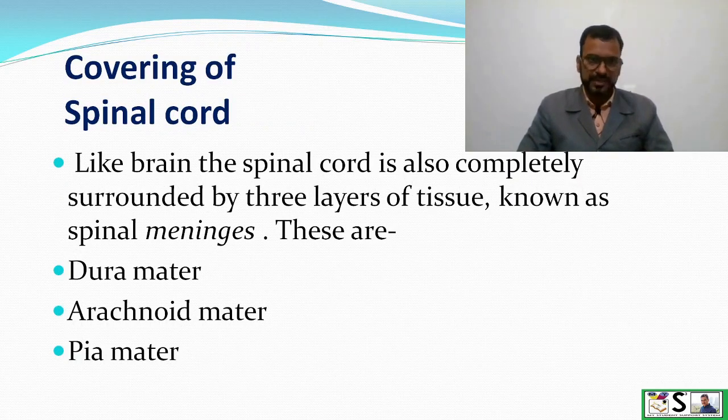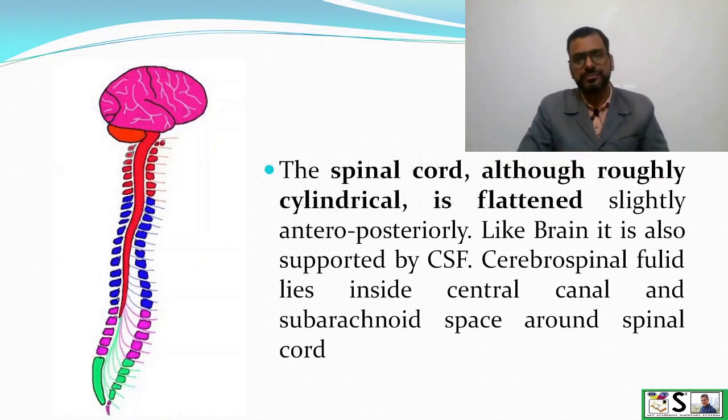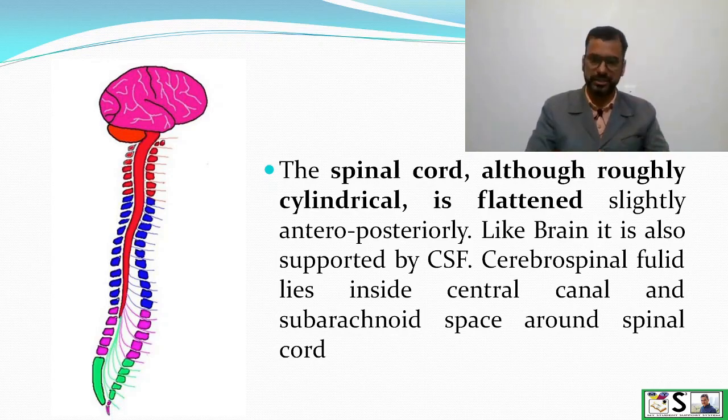Coverings of spinal cord. Like brain, spinal cord is also completely surrounded by 3 layers of tissue known as spinal meninges. These are dura mater, which is outermost layer, arachnoid mater, which is middle layer, and pia mater. The spinal cord, although roughly cylindrical, is flattened slightly antero-posteriorly. Like brain, it is also supported by CSF, cerebrospinal fluid. This cerebrospinal fluid lies inside the central canal and the subarachnoid space around the spinal cord.